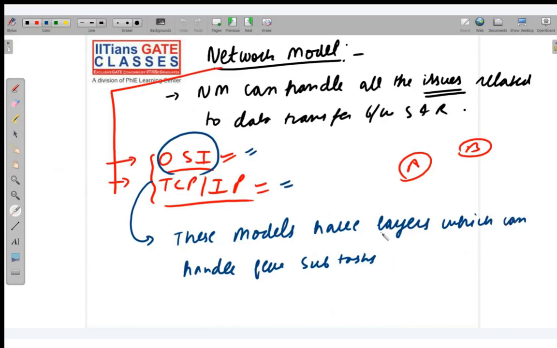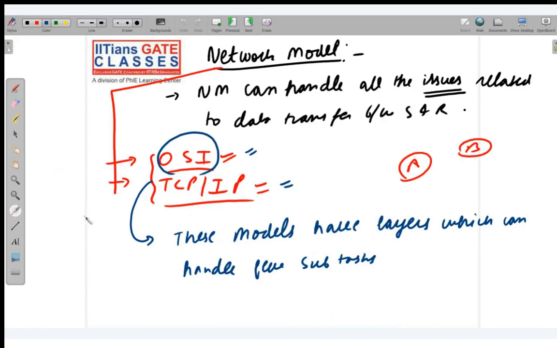We have done compiler design, by the way, and in compiler design we have studied lexical analysis, syntax analysis, semantic analysis and so on. All these were the phases of a compiler. Our task was to convert a high level language program to assembly language, so for this conversion there were multiple phases in the compiler design. You can think of it similarly. Layers are just like that. These models have layers which can handle a few subtasks.